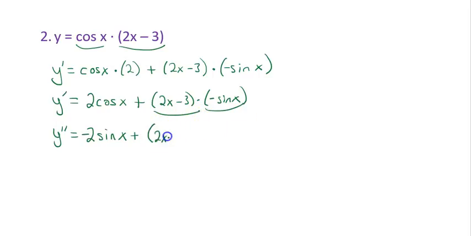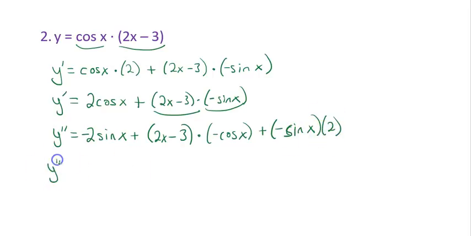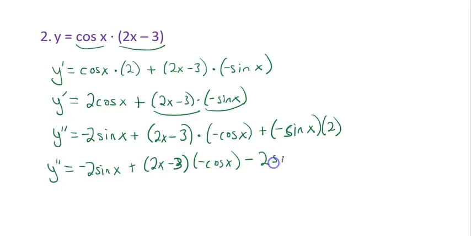And then the second part, as I was talking about, I've got another product rule. So first times the derivative of the second, and the derivative of sine is cosine, so this will be negative cosine. So first times the derivative of the second plus second times the derivative of the first, which would be 2. So again, I'm going to simplify here. I have that negative 2 sine x. I have the 2x minus 3 times the negative cosine of x, and then over here I have this 2 that I can bring to the front of that and have negative 2 sine x.